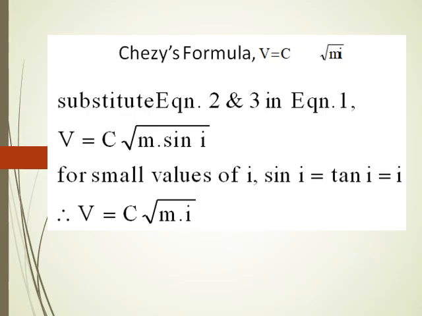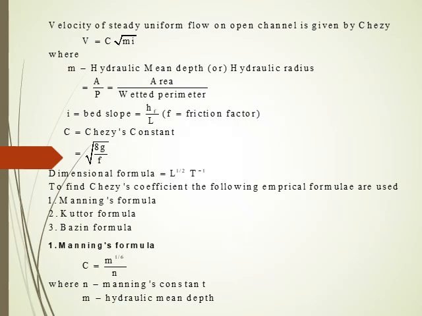Also we know, according to the continuity equation, the discharge Q is equal to A into V, where V is the velocity. Now the velocity of the channel with respect to Chezy we calculated as V is equal to C into square root of m i. We substitute this value of V in Q is equal to A into V, so the equation becomes Q is equal to A C into square root of m i. This is the discharge equation.